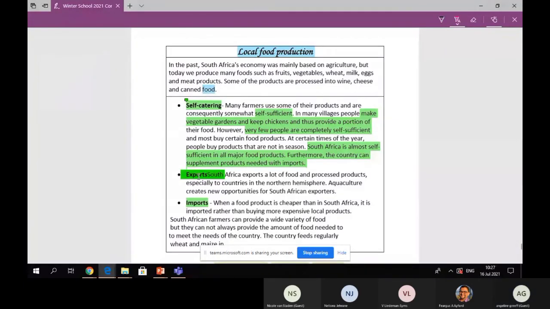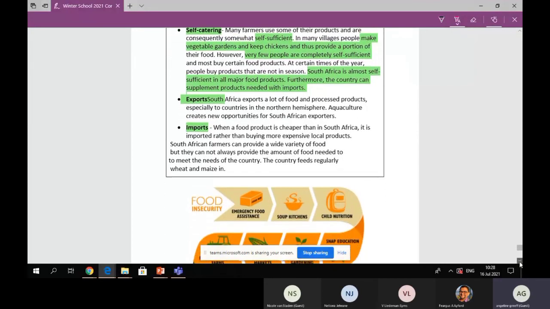We are able to export because we produce enough to help with that. And then with imports also. Now, obviously, sometimes if we fall short, if we have a drought, if something is happening and we can't produce, then we need to import so that we have enough for South Africans. But sometimes it can become more expensive. Be aware of all of that, all terms that you need to know.